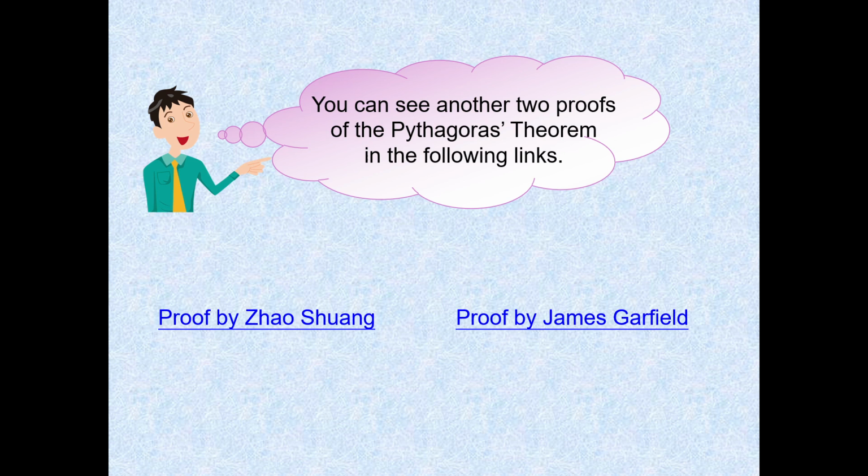Besides this proof, there are two other proofs in your book. You can refer to your textbook to find the two other proofs for the Pythagoras theorem.